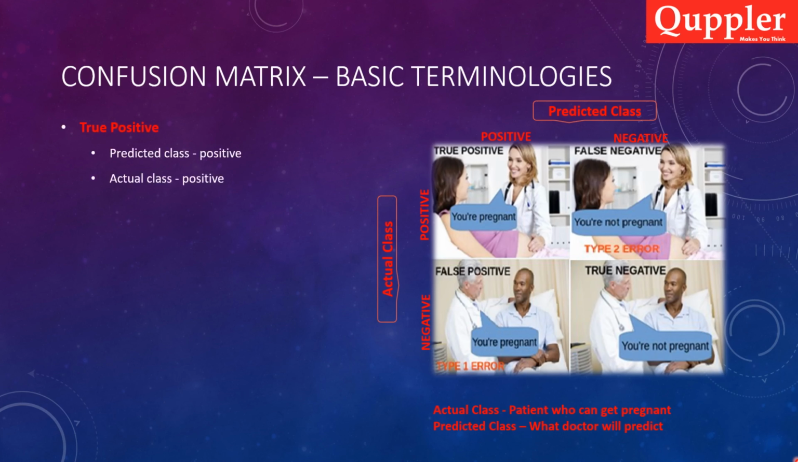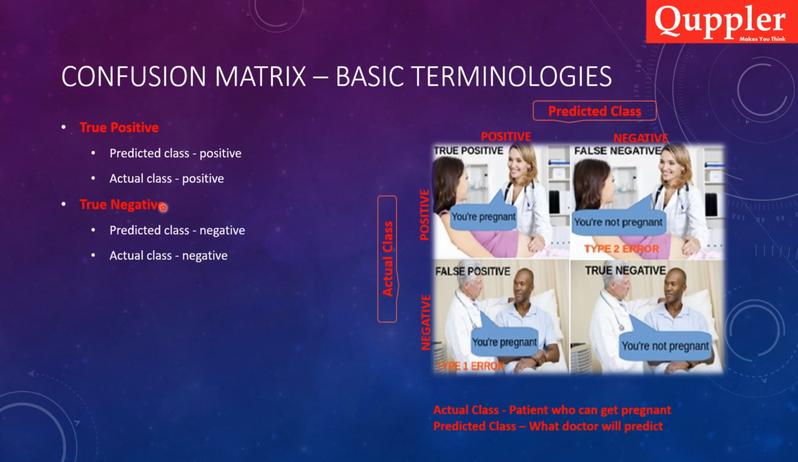True positive comes when the predicted class is positive and the actual class is also positive. For this example, in this positive scenario, the lady is pregnant, and the doctor is also confirming her by doing a diagnosis, saying yes, you are pregnant. Then it fits the scenario of a true positive.